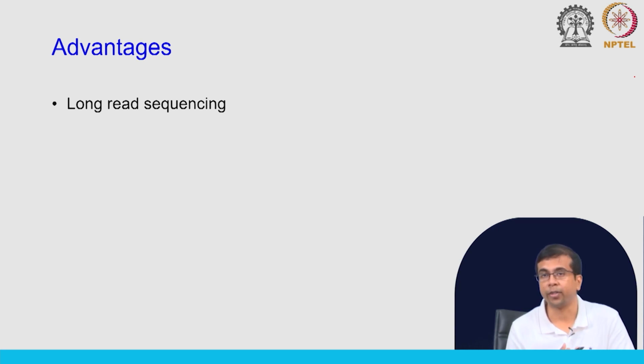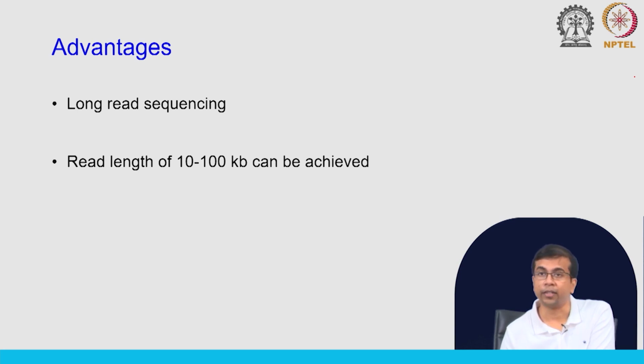So, that is what we want, and that is where we are going, where you can probably sequence the full genome in one go. So, we get long read sequencing. This helps in genome assembly, and really long reads will also help in identifying long structural variants, the big ones that are present in the genome. So, we can achieve read lengths of 10 to 100 kb, right. You can see, compared to the other methods, this is quite long.